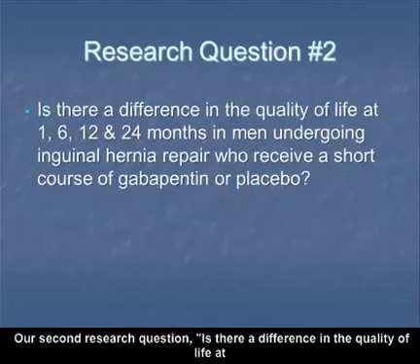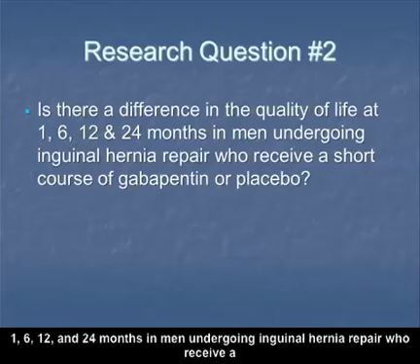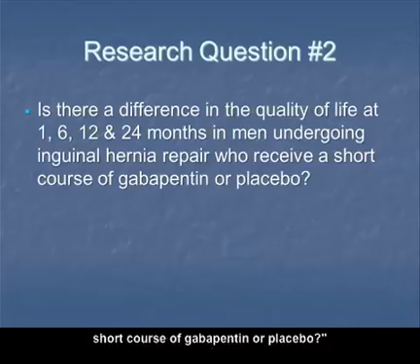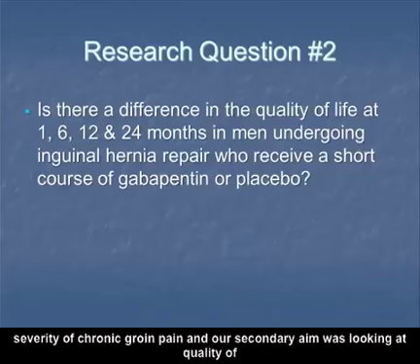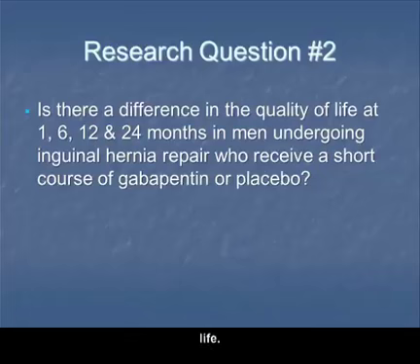Our second research question: is there a difference in the quality of life at 1, 6, 12, and 24 months in men undergoing inguinal hernia repair who receive a short course of gabapentin or placebo? So in our first research question, we are interested in the incidence and severity of chronic groin pain, and our secondary aim was looking at quality of life.